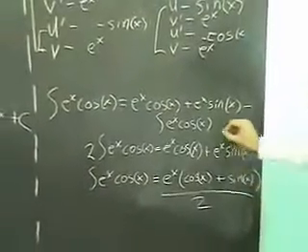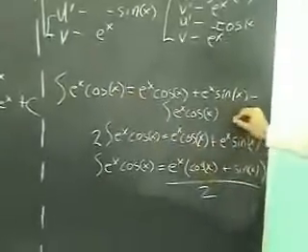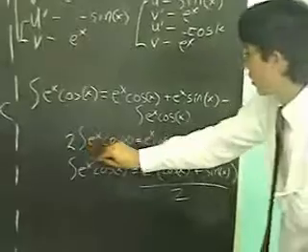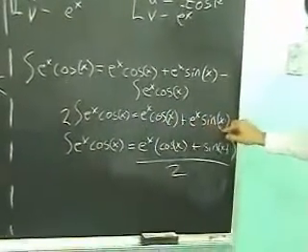But if we take a look, the integral of e to the x cosine x is the same as what we started with, so we can just add this to the other side. And that leaves us with 2 times the integral of e to the x cosine x is equal to e to the x cosine x plus e to the x sine x.